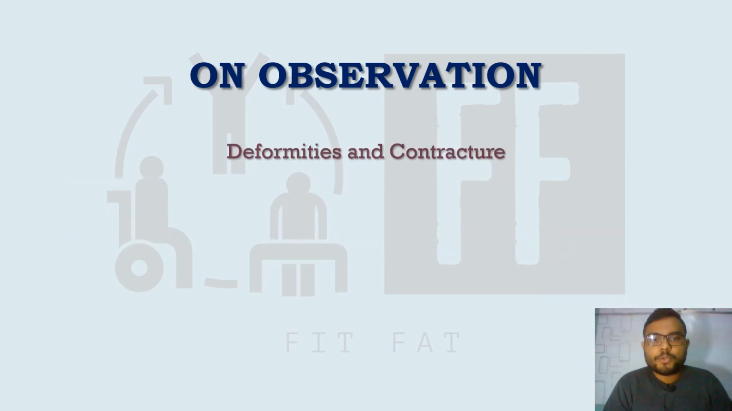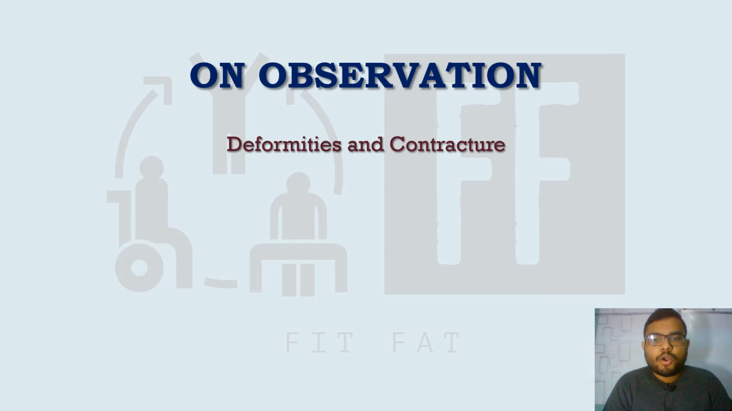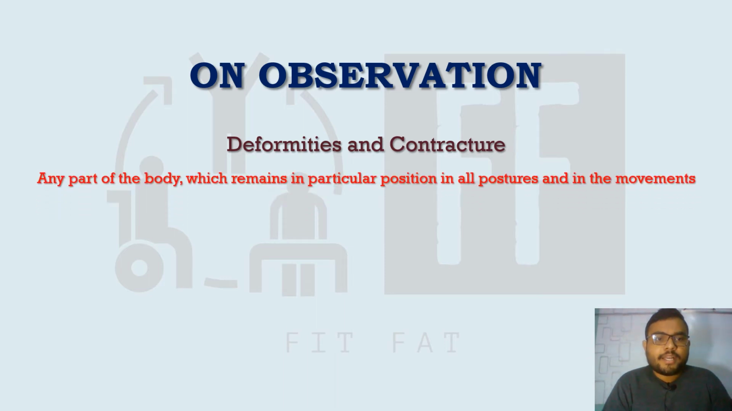Okay, now you need to observe if there is any deformity or contracture, right? Now you need to see if any part of the body remains in any particular position or any fixed position in all of the postures and in all of the movements. So basically that is a deformity which the child has already possessed in this period. So you need to note that.